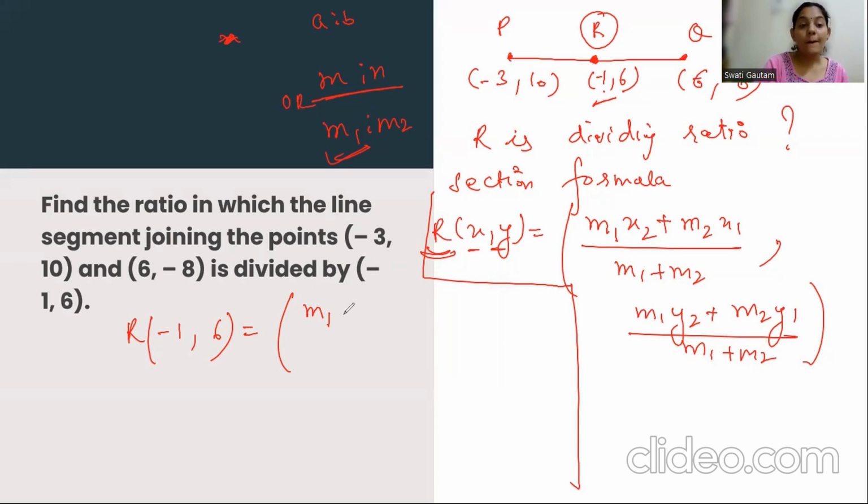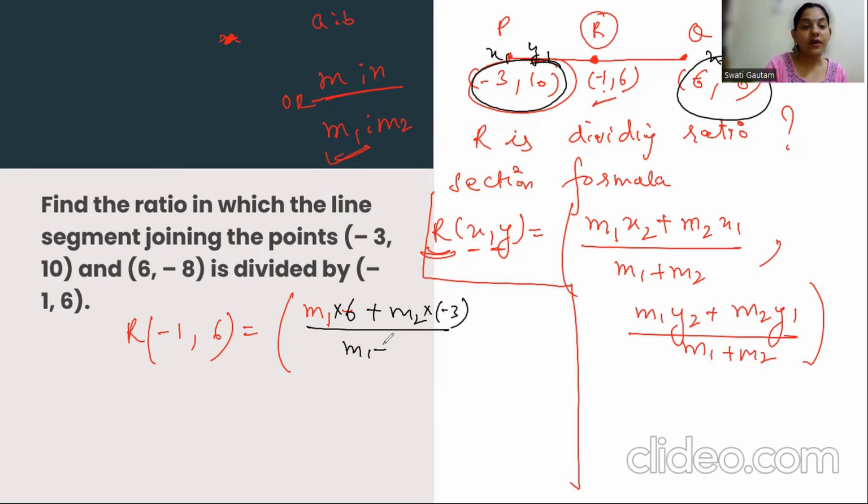Okay. Now, what is x2? I know that I'm using these 2 points. I'm changing the color so that it will be easier for you. So this will be x1, y1, and this will be x2, y2, right? So m1 multiplied by x2. What is x2? It is 6, right? Plus m2, what is x1? It is -3, divided by m1 plus m2, comma.